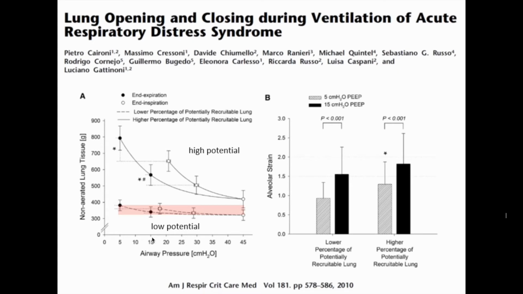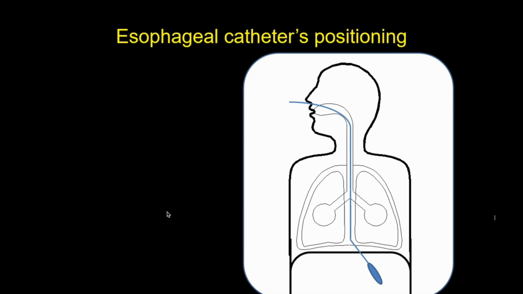Here, as we can see, there are two types of lung: the one that is recruitable and the one that is non-recruitable. If the lung is recruitable, then we can see a very good effect of PEEP. However, if the lung is not recruitable, there is almost no effect of giving an end expiratory pressure. Where there is no effect of giving the end expiratory pressure, we cannot use the esophageal pressure to calculate the transpulmonary pressure.